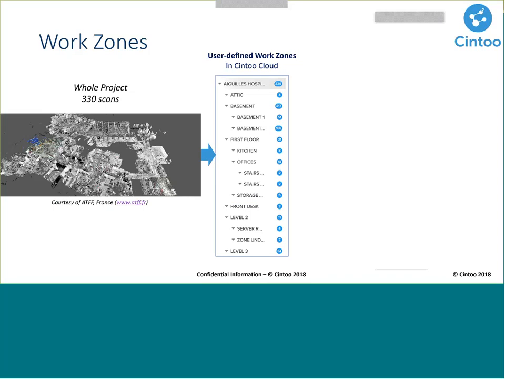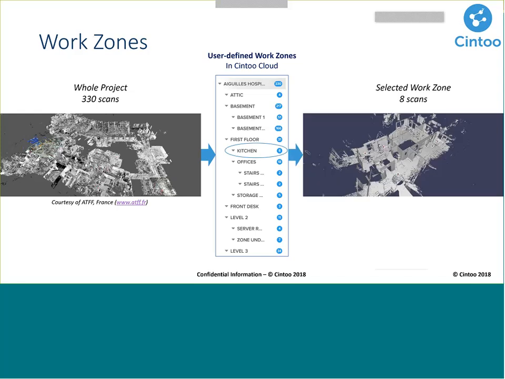You see the attic has 4 scans. The basement has 217 scans. The first floor has 31. The kitchen only 8. So let's say now you have a colleague that needs to work on the kitchen. So the kitchen has only 8 scans. He only needs to see 8 scans at a given time, and this is what we allow in the viewer. But also, if he's willing to work in, let's say, Revit, he needs to work on this work zone.